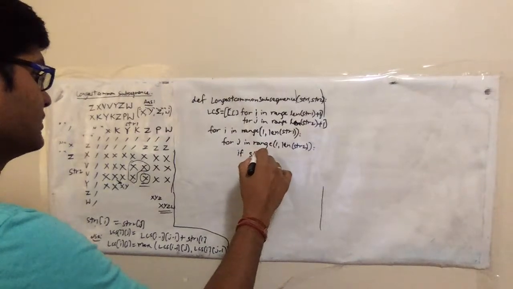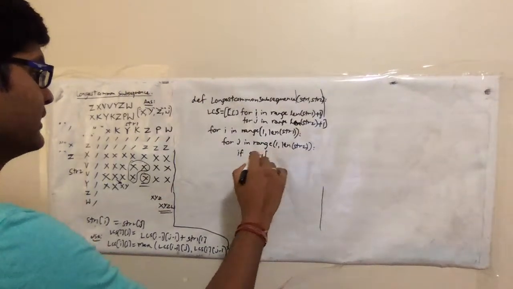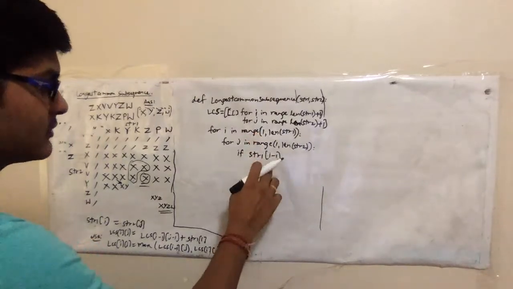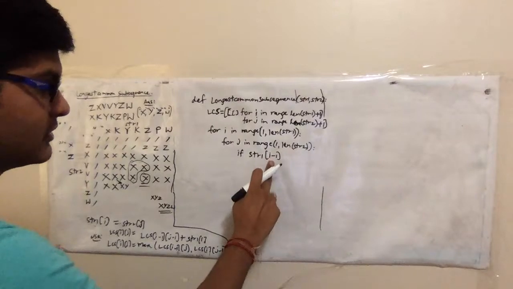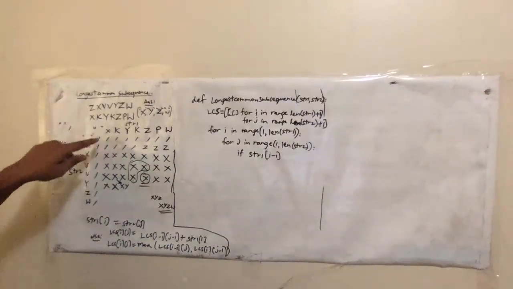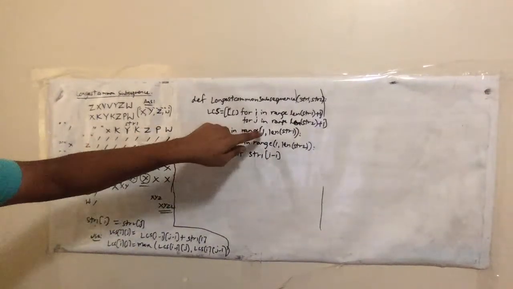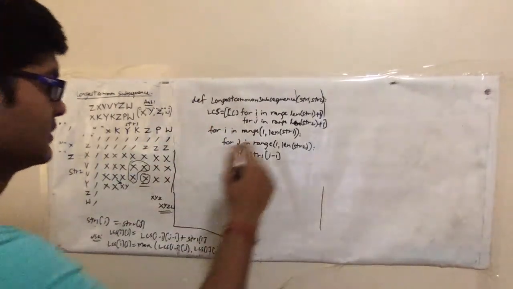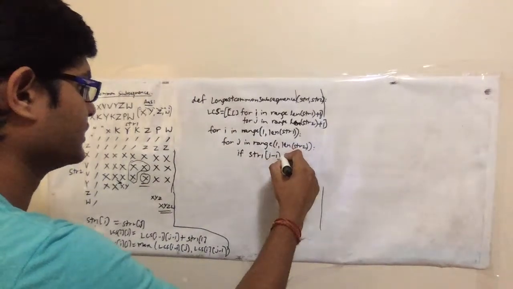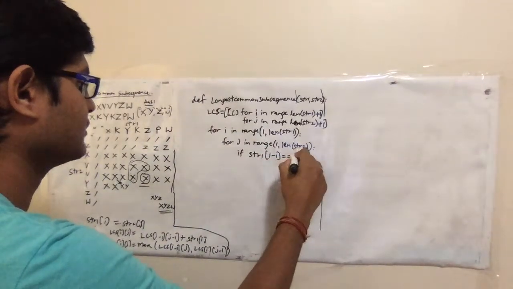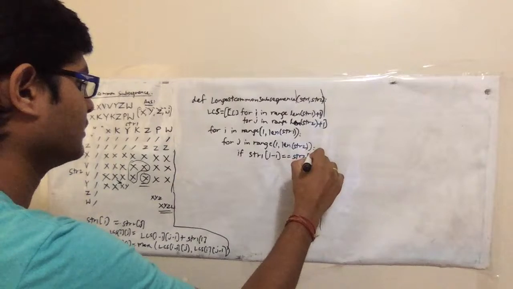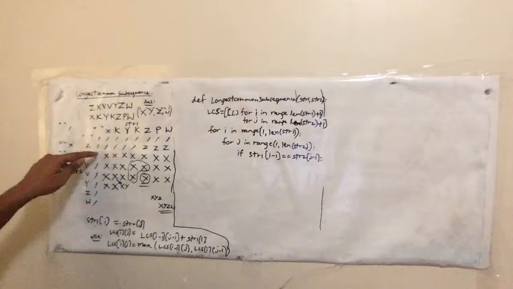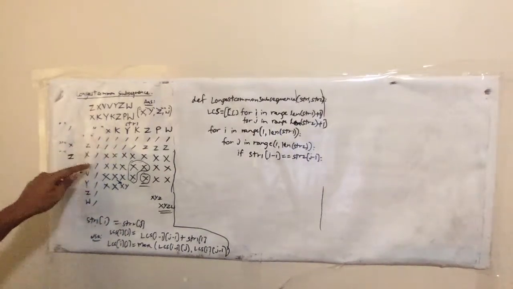If string 1, so this is why I am doing this. So string 1 of i minus 1. If i starts from 1, so this will be 0. String 1 of 0 would be x. If I have given 0 here, it will be -1, which is off. So if string 1 of i minus 1 is equal to string 2 of j minus 1, if these two characters are equal, what will you do?